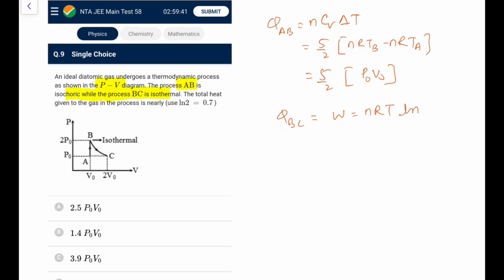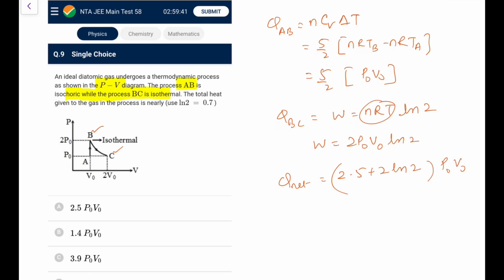W is nRT ln of V final upon V initial, that is ln2. Now what is nRT? I can write it from B or C because it remains the same. So it is 2 P naught V naught, from B, into ln2. So what is the net heat? Net heat would be the addition of these. So 2.5 plus 2 ln2 times P naught V naught, and ln2 is approximately 0.7, so it is 1.4 plus 2.5, which is 3.9 P naught V naught. I can tick option C from the given choices.